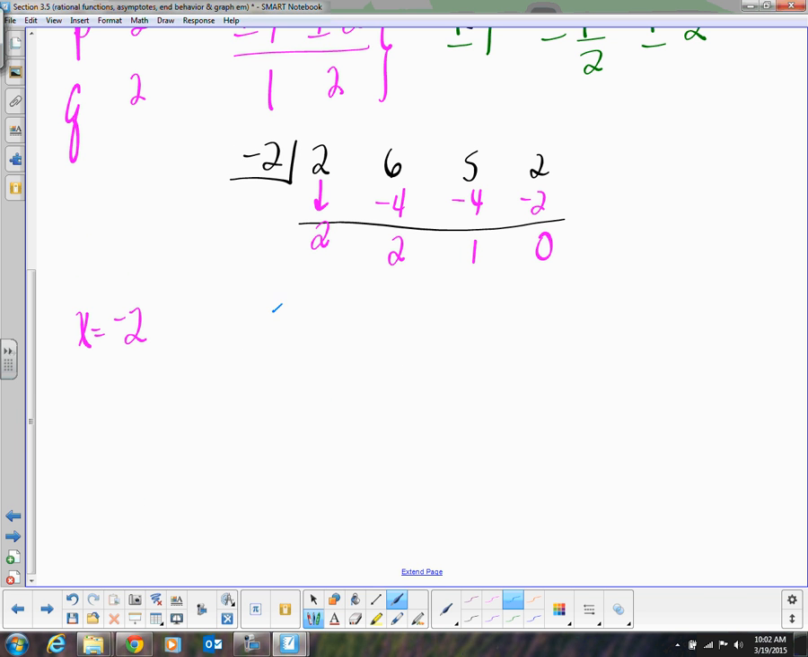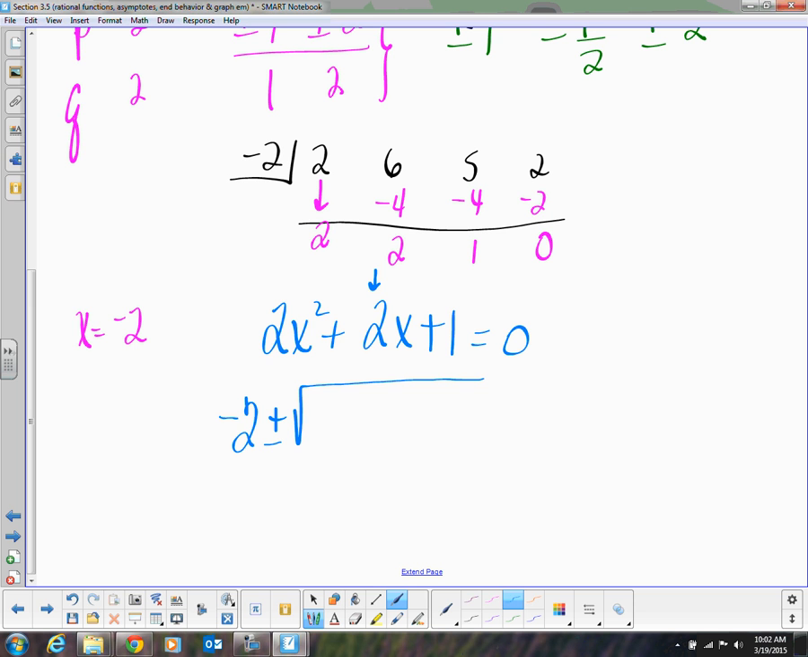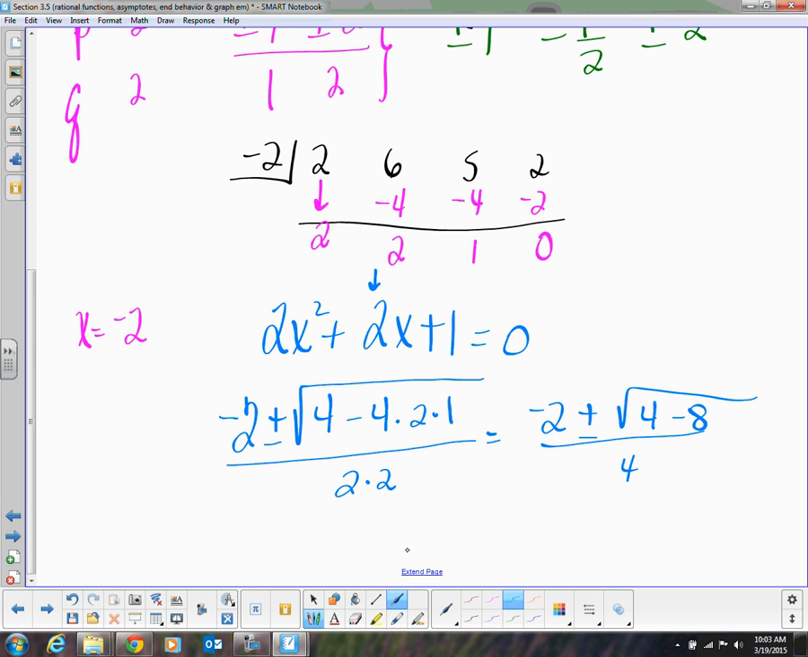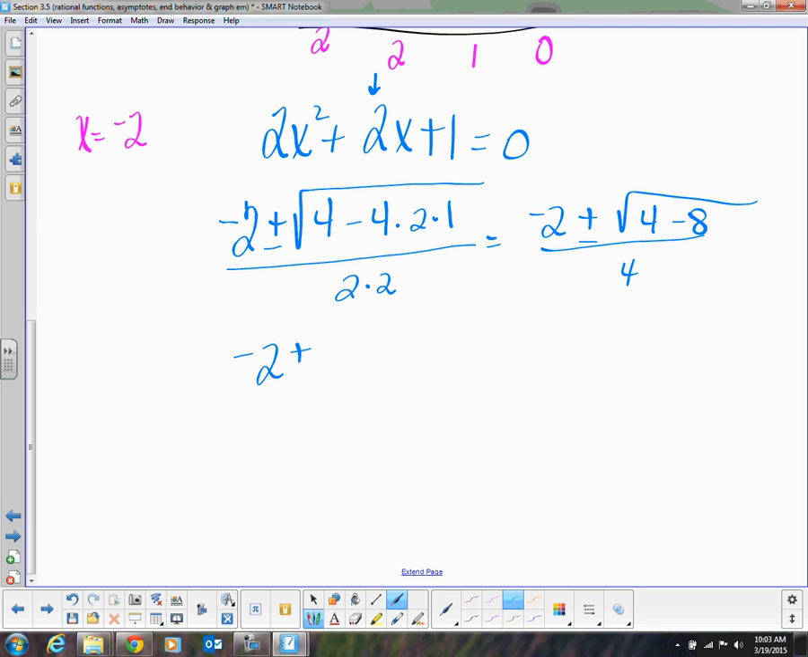From here, we're going to write this as 2x squared plus 2x plus 1 equals 0. Are there any combination of factors that are going to give me 2 in the middle if I have to add? So we're going to do the opposite of b, plus or minus the square root of b squared minus 4 times a times c, all over 2 times a. Or negative 2 plus or minus the square root of 4 minus 8. Agreed? Agreed. Remember I said you might have to use the quadratic formula yesterday?